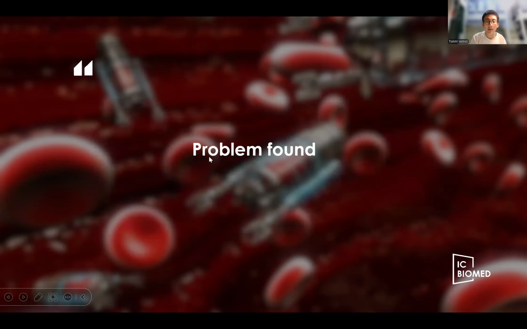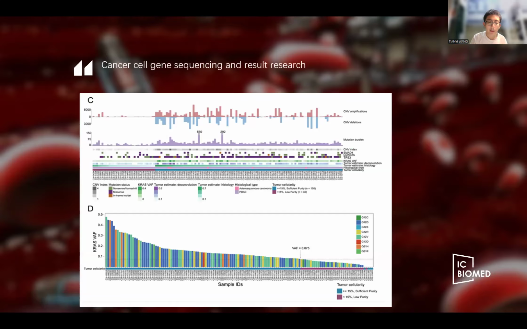And then we come to the problem-finding part. It's about how we target these two kinds of enzymes and what may influence the development of pancreatic cancer. As we know, a lot of work has been done searching for the key factors that may lead to pancreatic cancer.